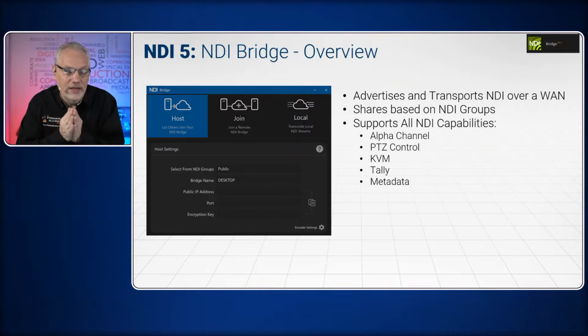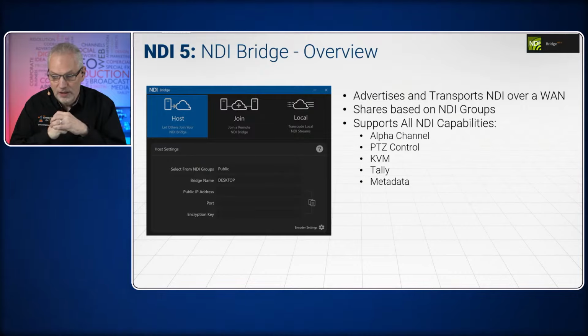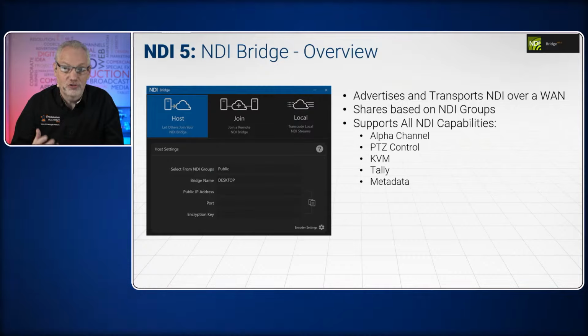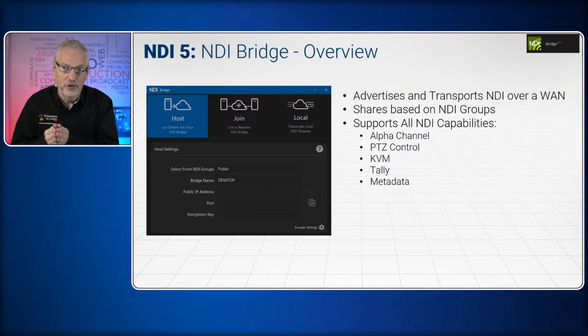The other thing is that NDI Bridge will maintain support or transparency for all of the core NDI capabilities that we're used to. So that would be alpha channel. And the big reason that's important is, say you had somebody that was doing remote graphics and you needed to have them be able to ingest that into a centralized studio or a cloud-based studio, having alpha channel lets that happen pretty easily. You also have PTZ control. And what PTZ control will give you is the ability to control cameras at a remote venue.